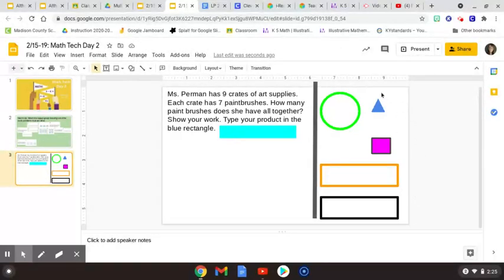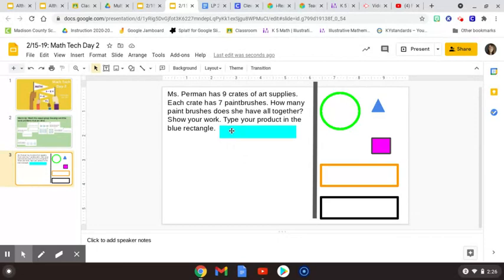So we've given you multiple materials you can use to solve this word problem. So your word problem is, Miss Perman has 9 crates of art supplies. Each crate has 7 paintbrushes. How many paintbrushes does she have all together? Show your work. So this is a big thing. You need to make sure you are showing your work on this slide. If you're going to use a piece of paper and a pencil, that is perfectly all right. You need to make sure you bring that into your teacher the next day.